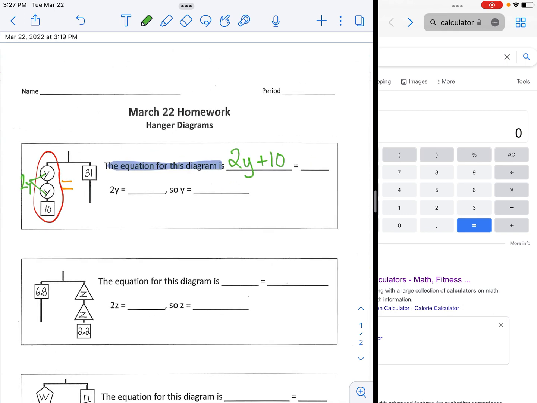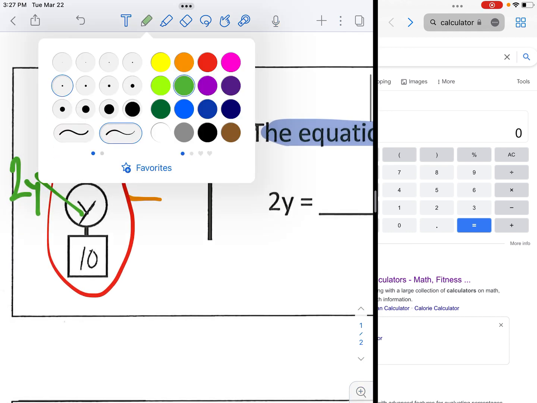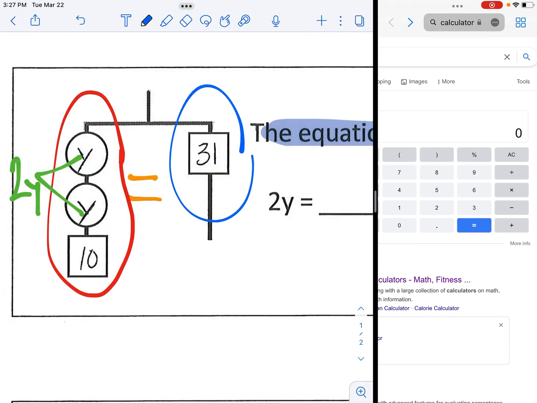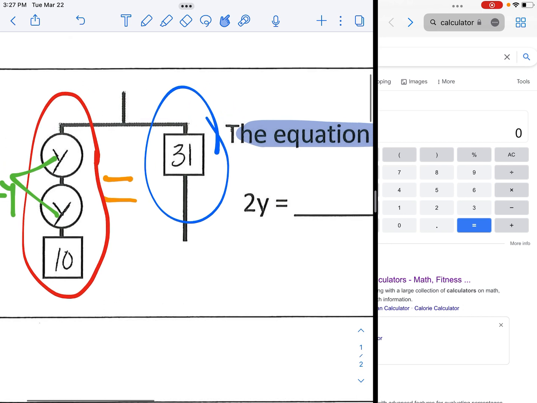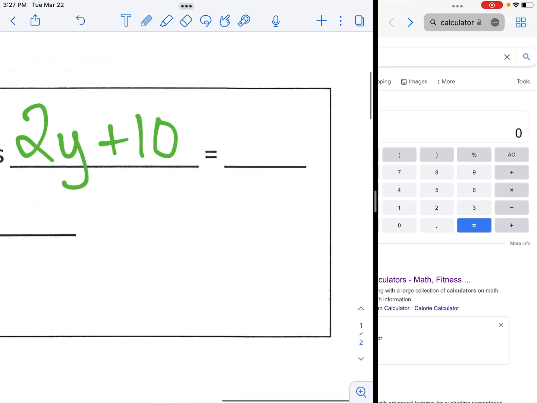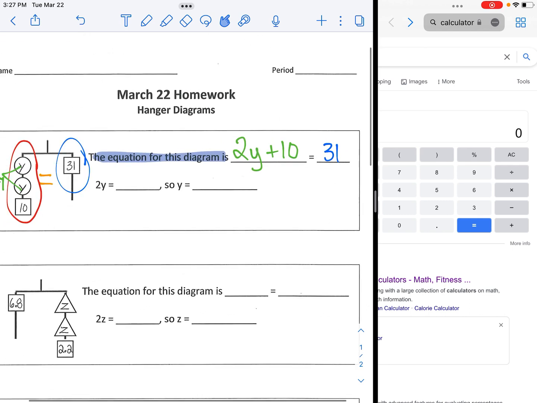On the right side of the hanger, circle that in blue, is the number 31. So on the right side is 31. So this is the equation. 2y plus 10 equals 31.